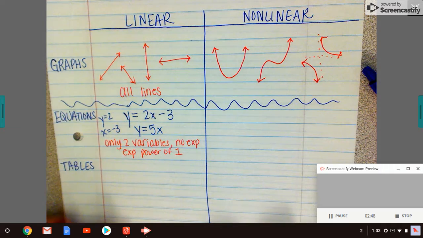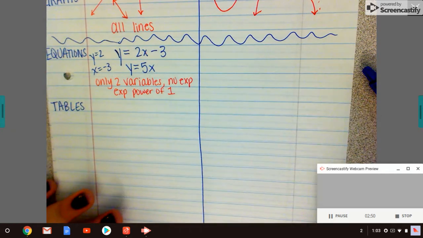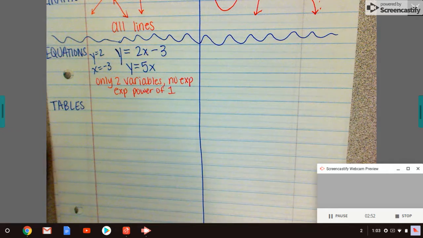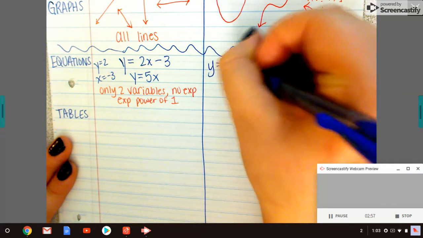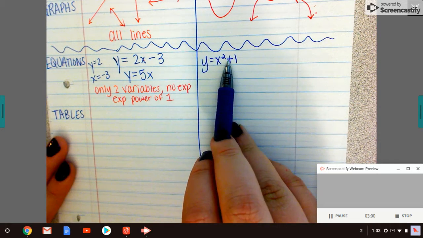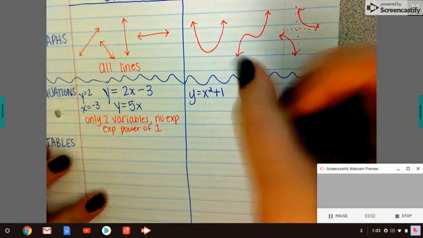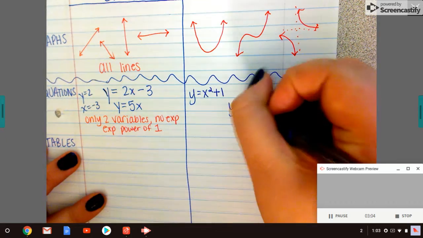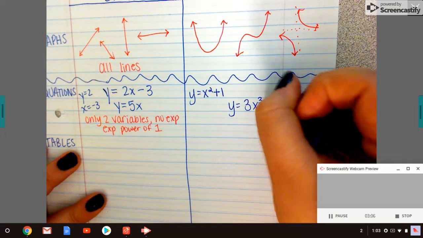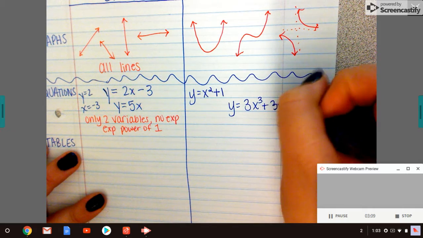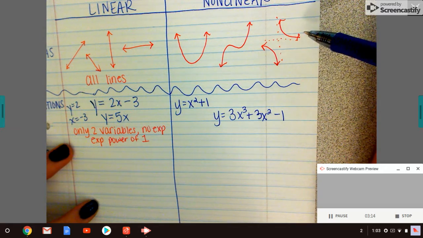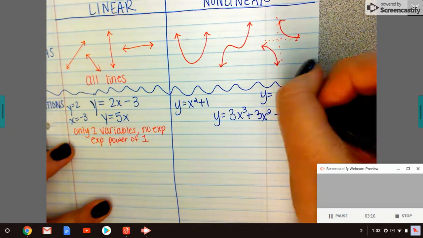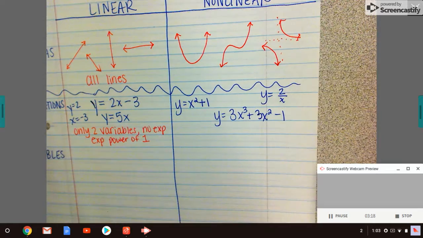We just wrote 2x. Equations of nonlinear are all over the place, to be honest. So the parabola that I drew up here, that could be, for example, y equals x squared plus 1. Right off the bat, I see a squared term. This one I drew as a cubic. That could be y equals 3x to the third plus 3x squared minus 1. That would work. And this one could be one where there's a fractional exponent, or a fraction. So like y equals 2 over x. That would be one that would turn out something like this.